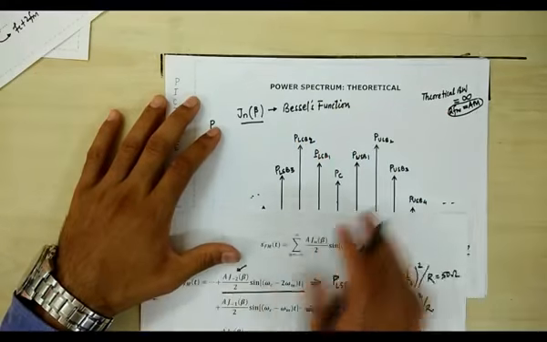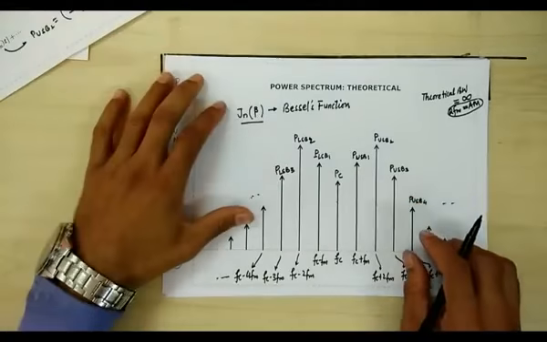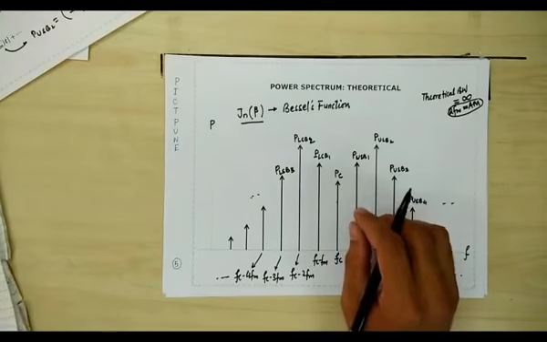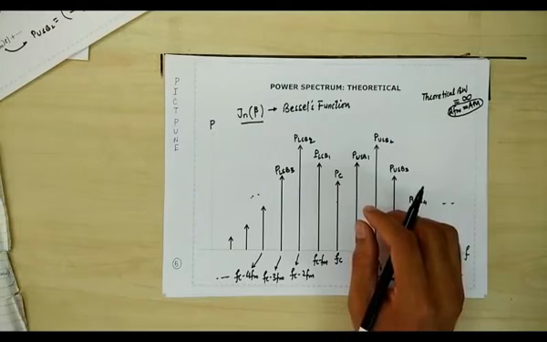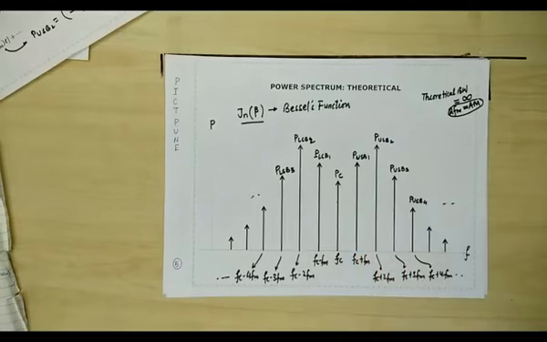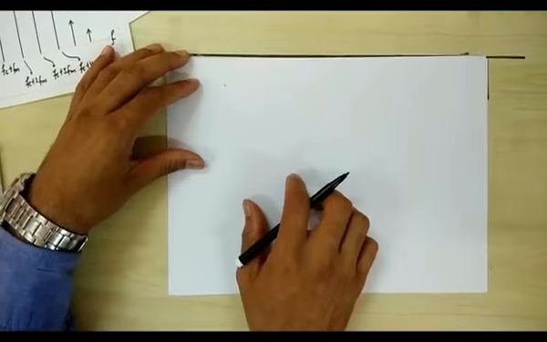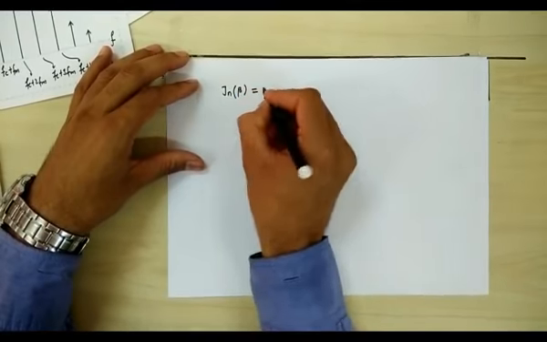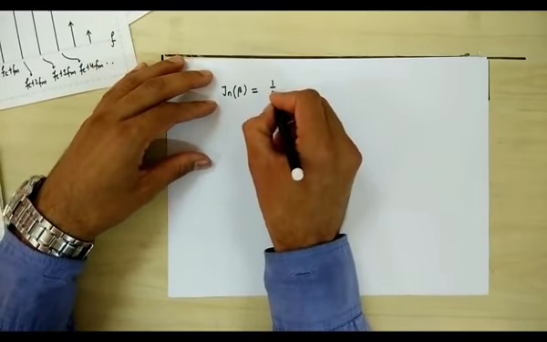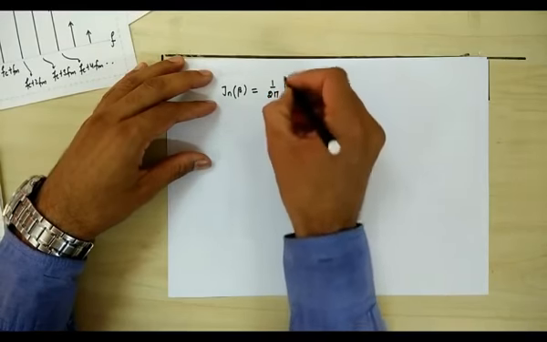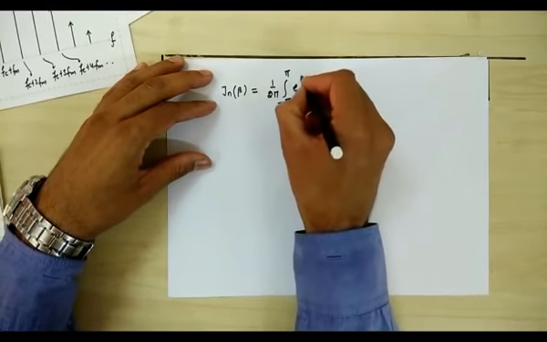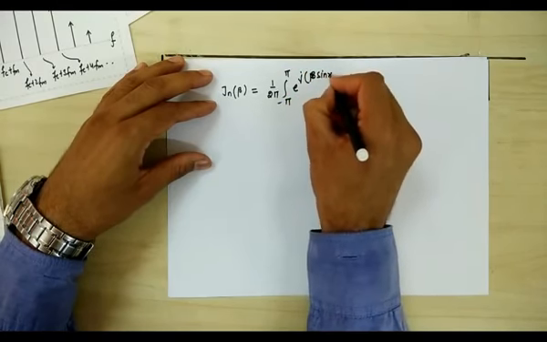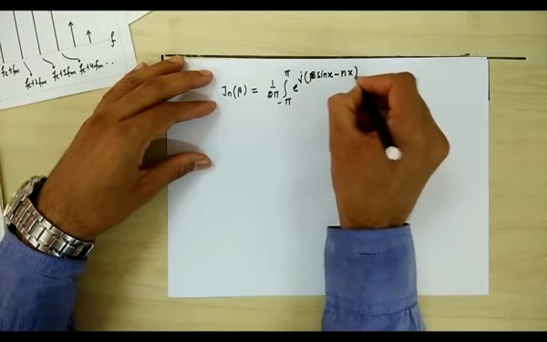It is called Bessel's function. So the Bessel's function is nothing but Jn(beta), which is given by the equation 1 upon 2 pi, integral from minus pi to pi, e power j (beta sin x minus nx) dx.